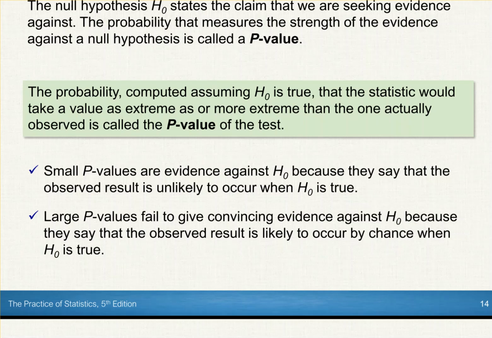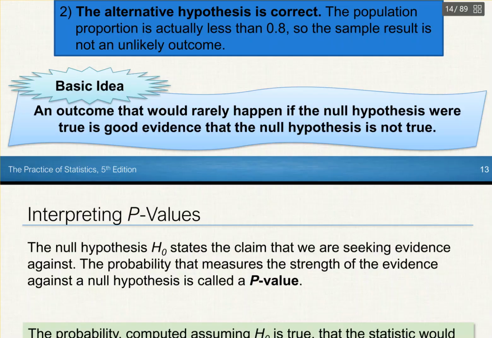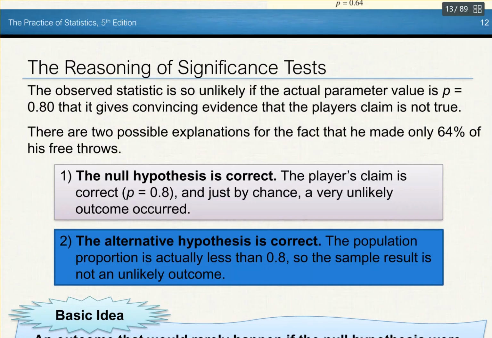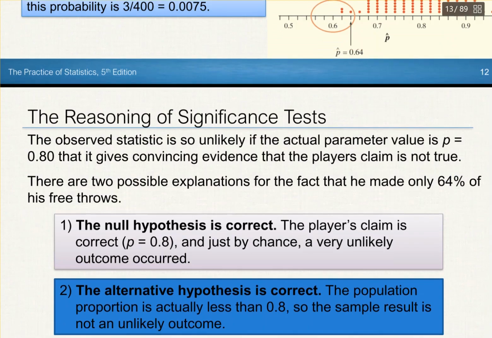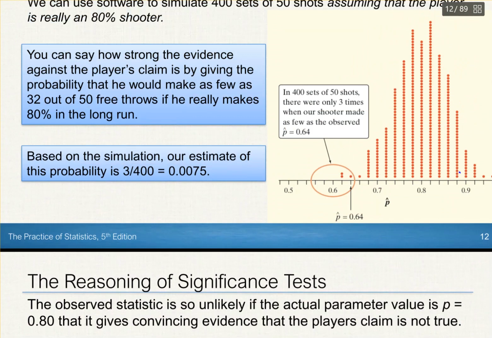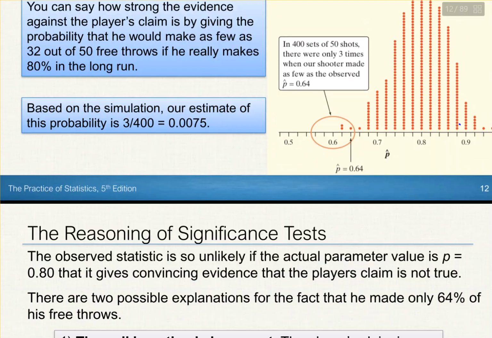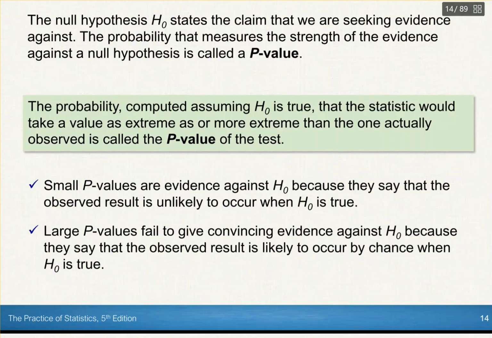Large p-values fail to give convincing evidence against H naught, because they say that the observed result is likely to occur by chance when H naught is true. So again, if out of our 50 we ended up making 40 of them, that would be a value of 0.8, and that would be this guy right here. Well, that's a highly likely result. So if he shot 80% on his 50 shots, that's not convincing evidence that he's not an 80% shooter, right? We would take that as evidence that he actually is an 80% shooter.